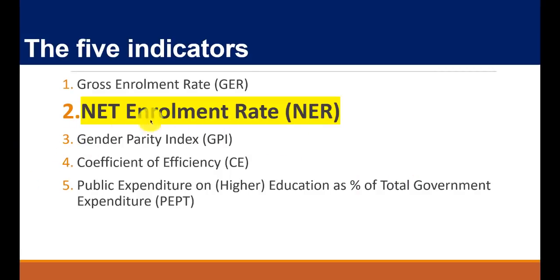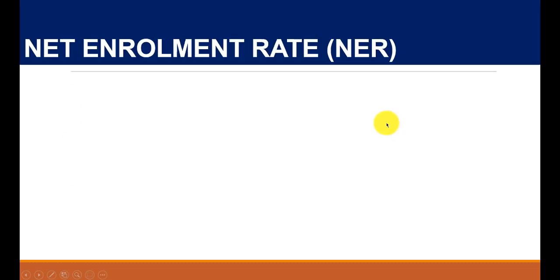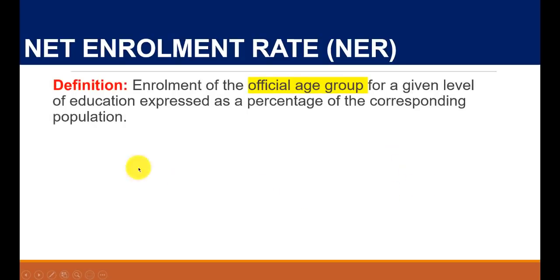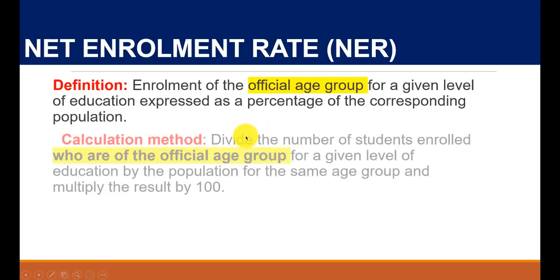Let's get on to the net enrollment rate. That's the brother, if you like, the sister of gross enrollment rate. What's net enrollment rate? Well, it's defined as enrollment of the official age group for a given level of education expressed as a percentage of the corresponding population.